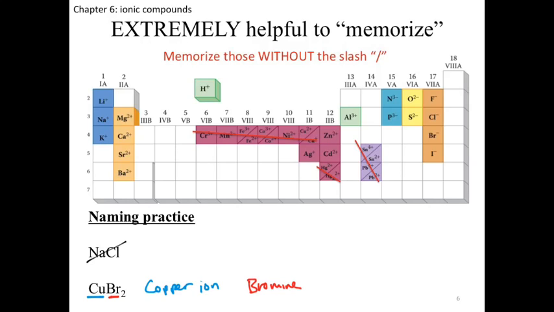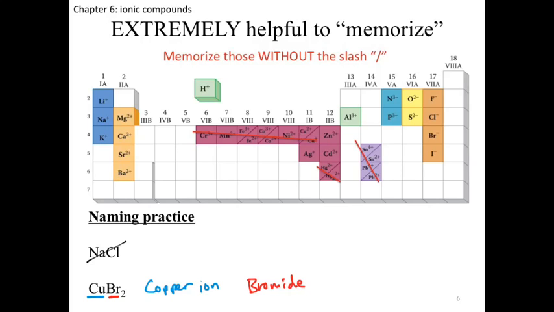Okay. Within bromine, because it's in a compound, what we'll do is change the ending of our name to -IDE to imply that it is in a compound. And we could end up with this copper ion and bromide. If we put it together, we'd end up with copper bromide.